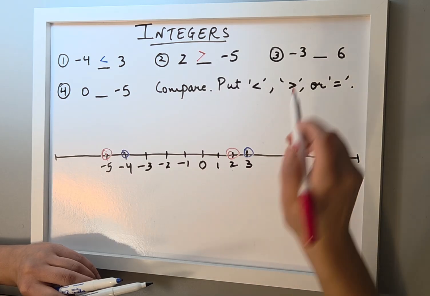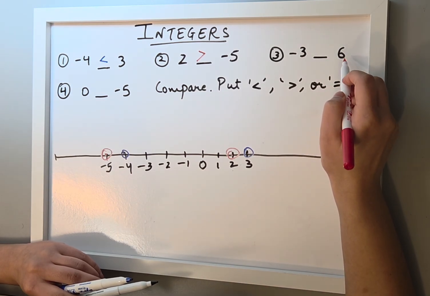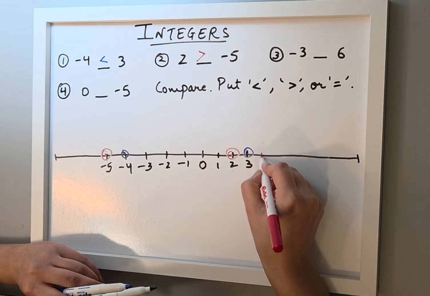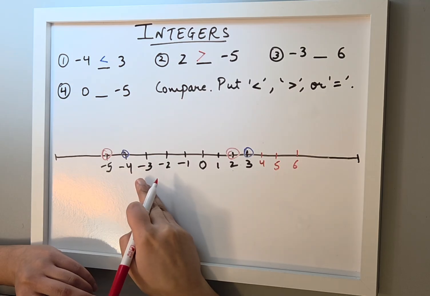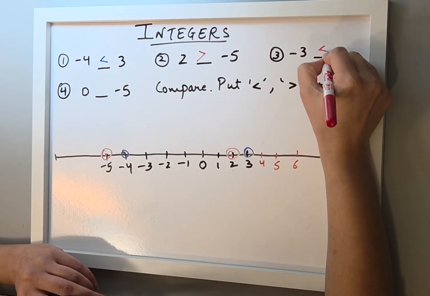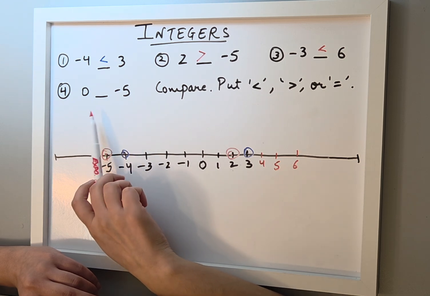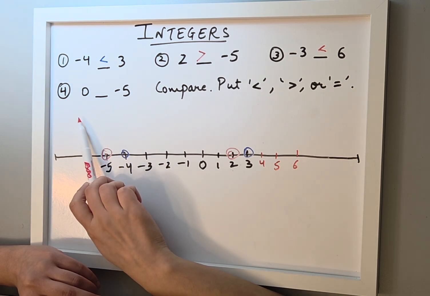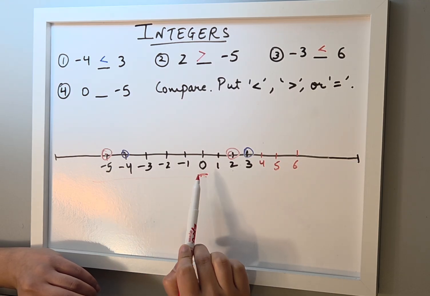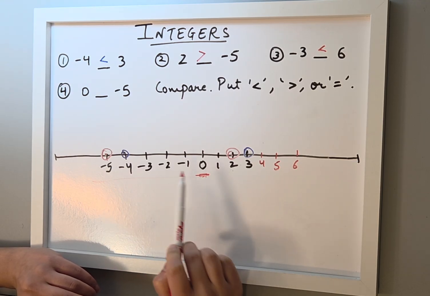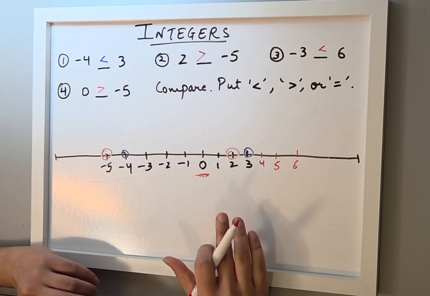Then -3 and 6. 6 is positive, but we can also see, we can write 4, 5, 6. 6 is greater than -3. And then 0 and -5. Positive numbers are greater than negative numbers, but also 0, if you see, is on the right of all the negative numbers. So 0 is also greater than all the negative numbers. So 0 will be greater than -5.